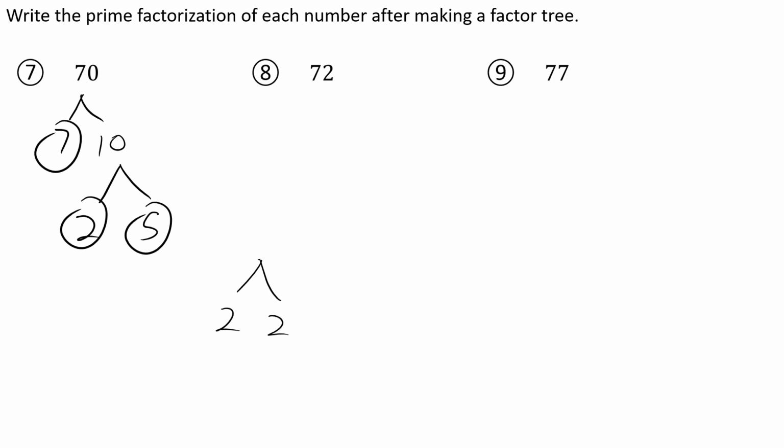The tree is done because every branch ends with a prime number. So I've got to go in order. I see a 2, and then a 5, and then a 7. Remember, we can use those dots for multiplication.